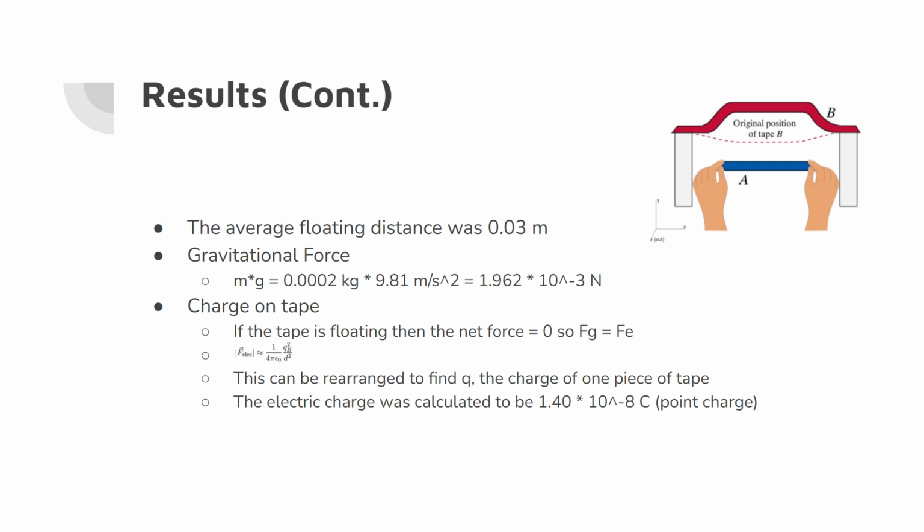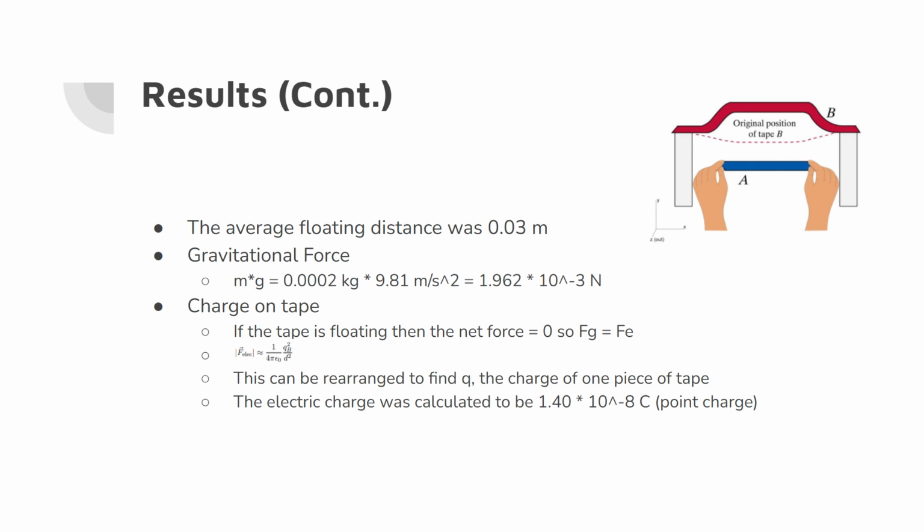The second part of the experiment was placing a charged tape suspended in air and another charged tape under it and seeing what would happen. What happened was the charged tape on top would begin to float. The average floating distance between them was about 0.03 meters. This means that the gravitational force pulling the top tape down was canceled out by the electric force from the bottom tape, and that means that the net force is zero.